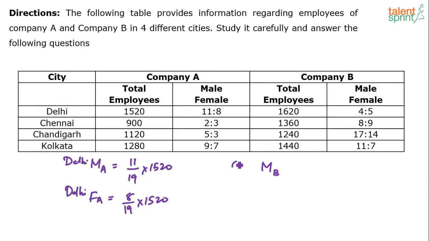Similarly, here let's say we're talking about Chennai. Chennai male employees of company B. So 8:9 is the ratio, right? So 8 out of 8 plus 9, 17 parts multiplied by 1360. Then similarly for Chennai, we want female employees. So basically all these values can be extracted. Number of male or female employees from any particular company in any particular city, we can find out using these steps. Now female employees, 9 parts out of total 17 parts. So 9 out of 17 into 1360. Okay. Let's look at the questions.